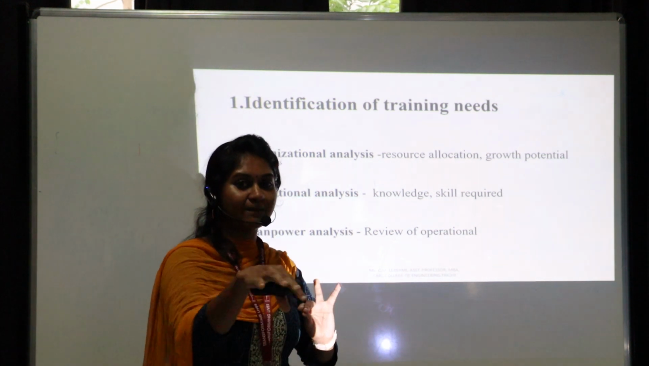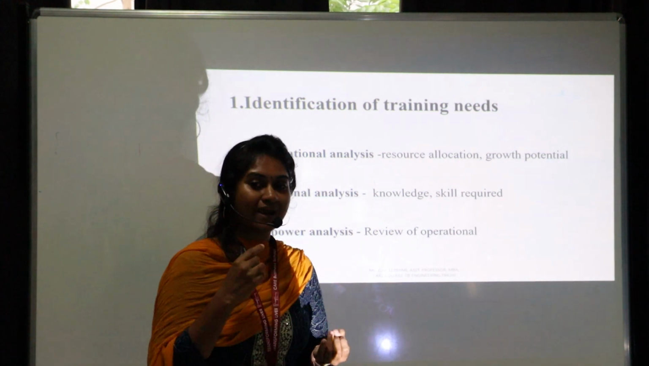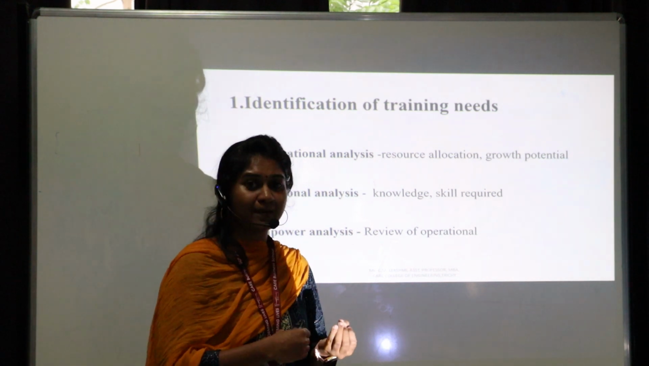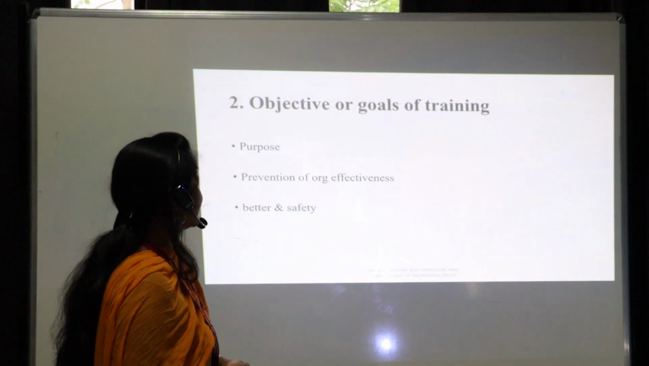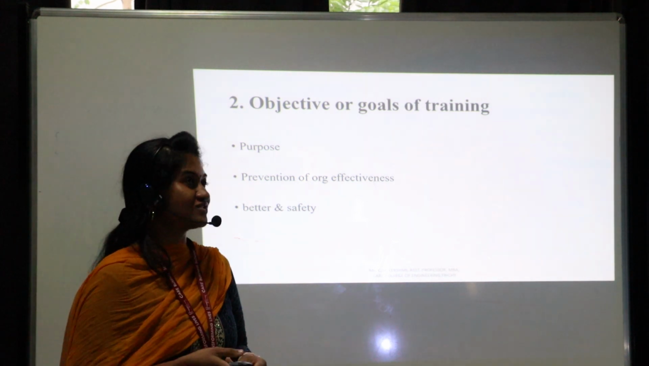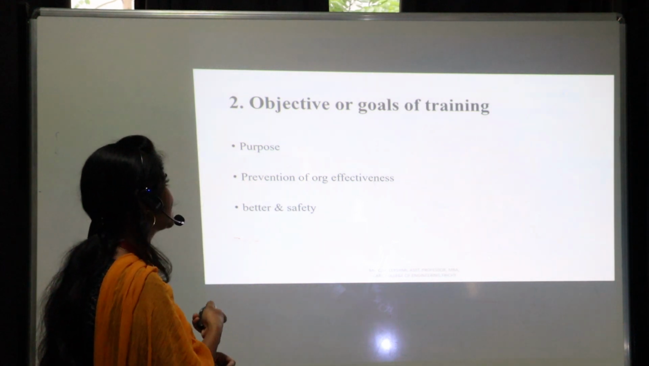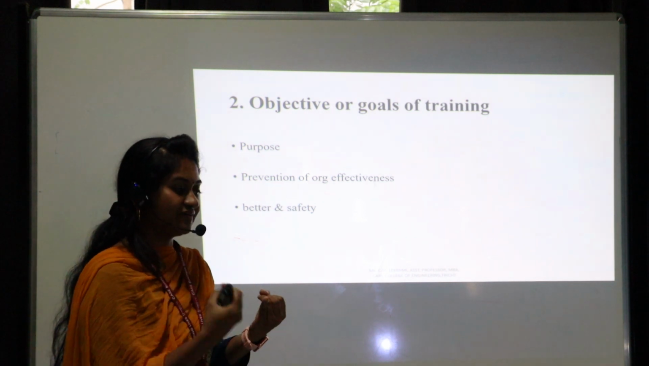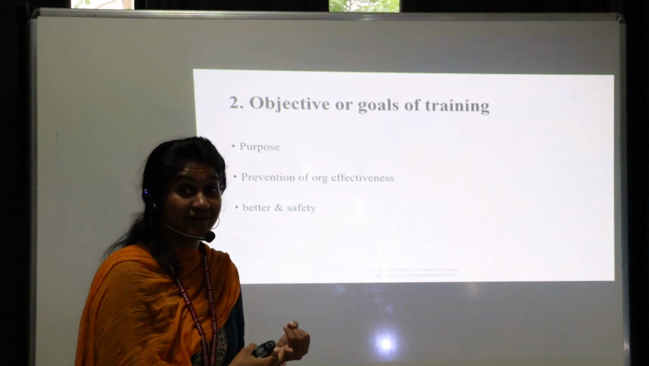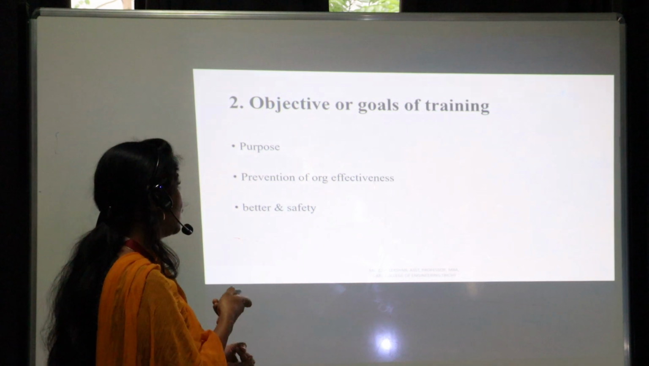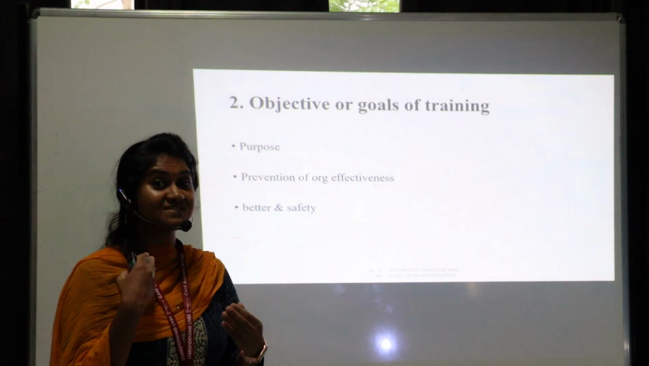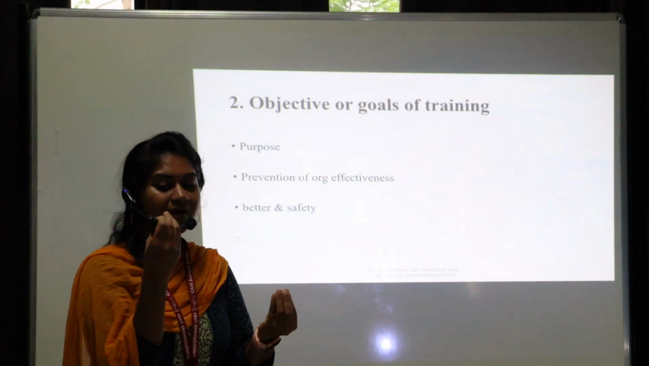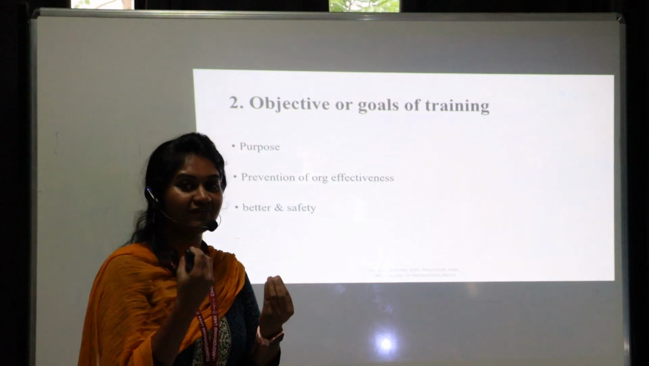So I need to find a particular employee who can be trained, or else I can import from outside as a new fresher. And the second one is objectives or goals of training. So here I have mentioned the purpose, the reason for giving them training: to improve organizational effectiveness, to have better safety management, and to make my work error free.